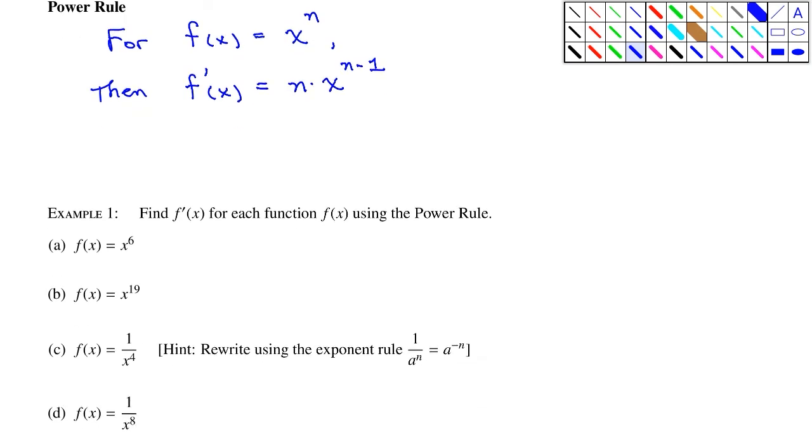Example number 1. Find the derivative for each function f of x using the power rule. A, f of x is equal to x to the 6th. So f prime of x is equal to, bring the 6 down, times x, and then lower the power by 1 to create a 5. So it's 6x to the 5th. B, f of x is equal to x to the 19th power. So f prime of x, bring the 19 down, times x, lower the power by 1 to 18. 19 times x to the 18th power.